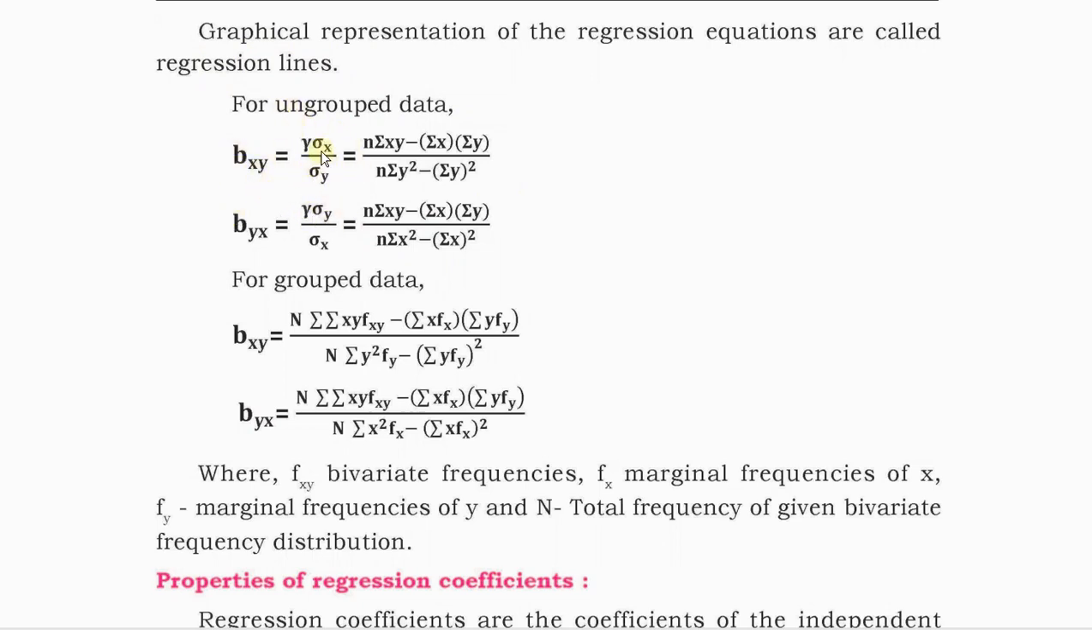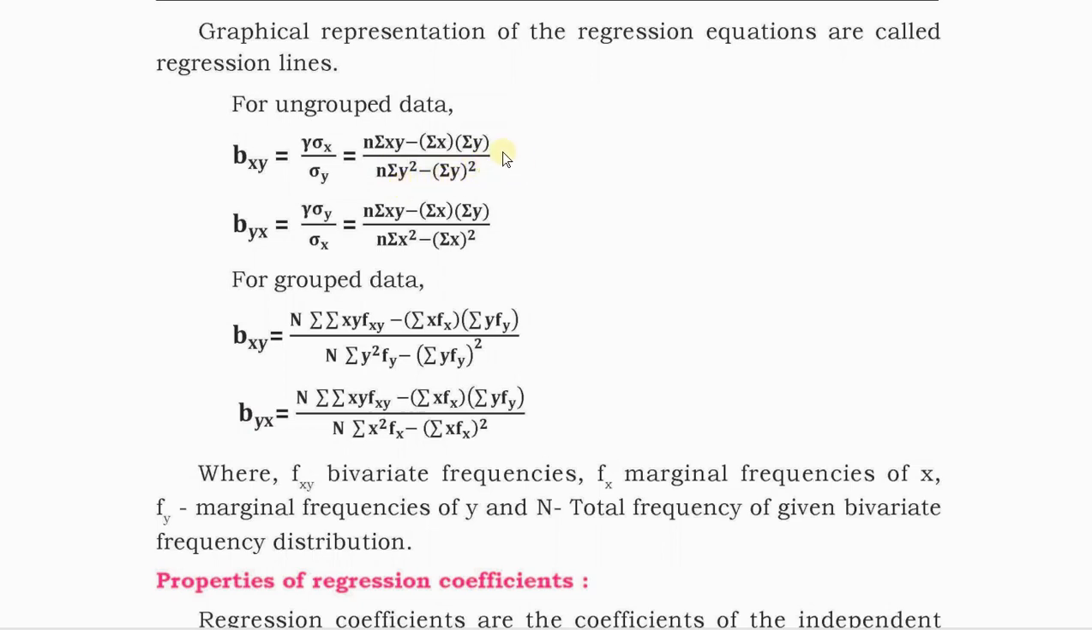Bxy is equal to the correlation coefficient into the standard deviation of x divided by the standard deviation of y. Suppose for a given data, you are told to estimate the value of x for a given value of y. This is the regression coefficient of x on y. If you know the correlation coefficient and the standard deviations of x and y, you can use this formula. If you don't know that and you just have the raw data, then this is the formula: n into summation of xy minus summation of x into summation of y divided by n into summation of y square minus summation of y whole square.